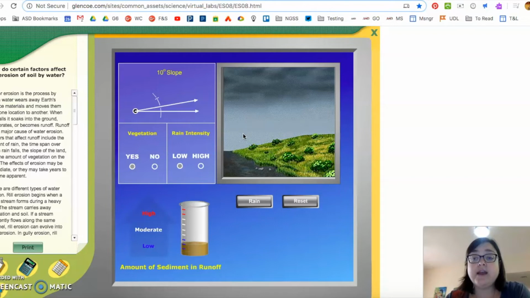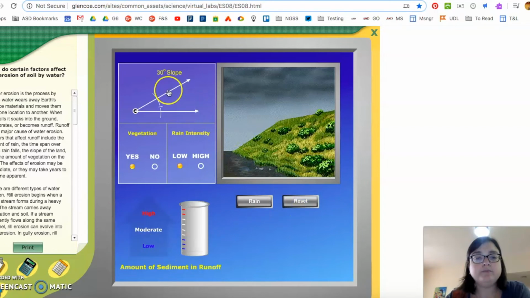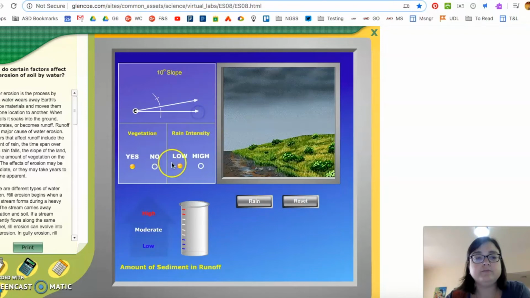And when you look at that, I want you to think, why would the situation that has more erosion have more erosion? What is it about the slope that changes the amount of erosion? Okay, now let's try 10% slope with high intensity rain. Will there be more erosion, do you think, than there is right now? Let's see.